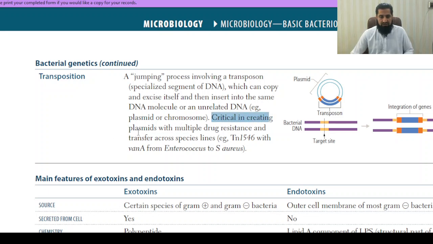Critical in creating plasmids with multiple drug resistance and transfer across species lines. An example is Tn1546 with vanA from Enterococcus to Staph aureus.